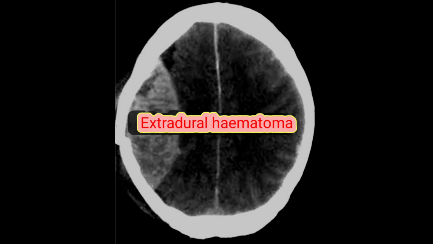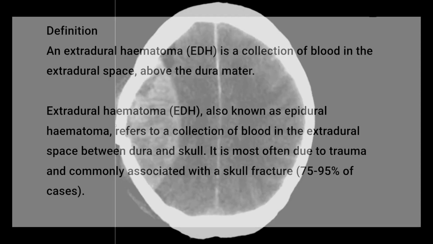Extradural hematoma. Definition: an extradural hematoma, EDH, is a collection of blood in the extradural space above the dura mater. Extradural hematoma, also known as epidural hematoma, refers to a collection of blood in the extradural space between dura and skull. It is most often due to trauma and commonly associated with a skull fracture, in 75 to 95% of cases.